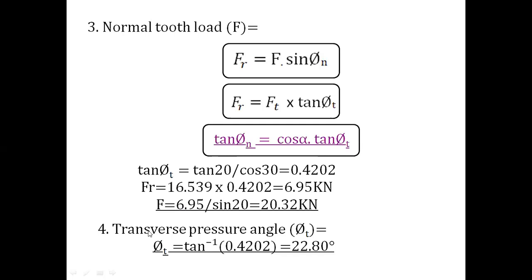And the fourth question is asked here, the transverse pressure angle phi t. Already we have the equation here, tan phi t is equal to 0.4202. So phi t is equal to tan inverse of this value. So tan inverse of this value is equal to 22.80 degrees.